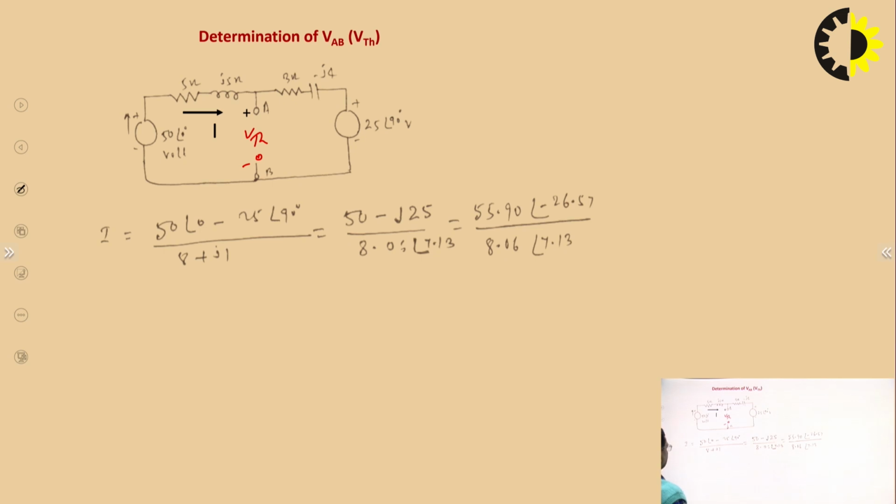So, this way we calculate. 50 minus 25, this is the net voltage, divided by the total impedance, 5 plus 3 is 8, J5 minus J4, so plus J1. Now, convert into polar form and divide, we get this. So, this is the current, this is your I.